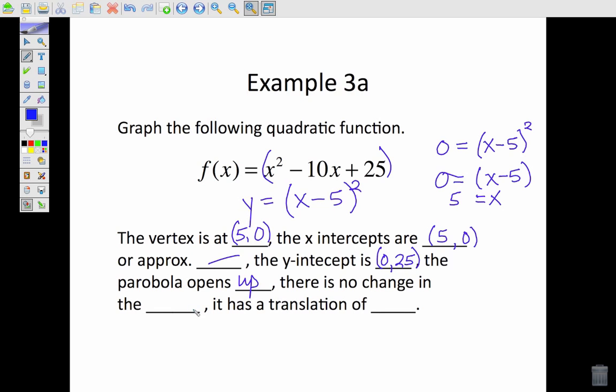The graph opens, my form here, you can see the leading coefficient's positive, so it's opening up. There's no change in the stretch, and it's translated 5 to the right. Now let's graph this one. This one's a little different. So I've got my vertex at (5, 0).